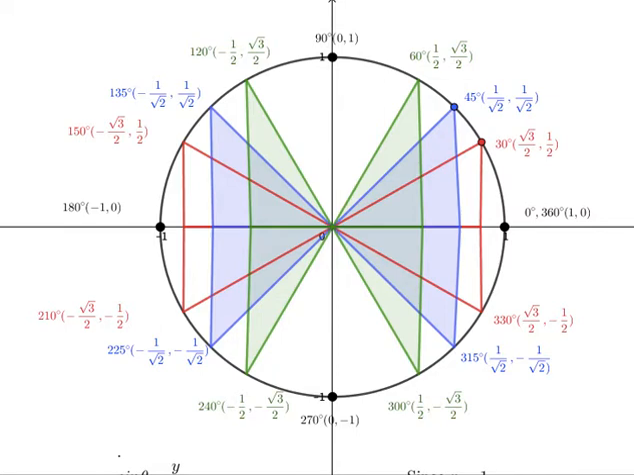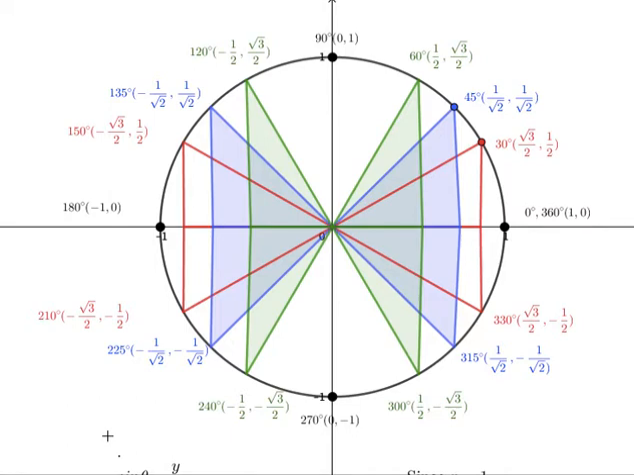But there are some patterns. For example, since the x's are positive in quadrant 1 and quadrant 4, that implies that the cosine ratios of these angles are also positive. They're negative in quadrant 2 and 3. So the cosine is going to be negative in 2 and 3.